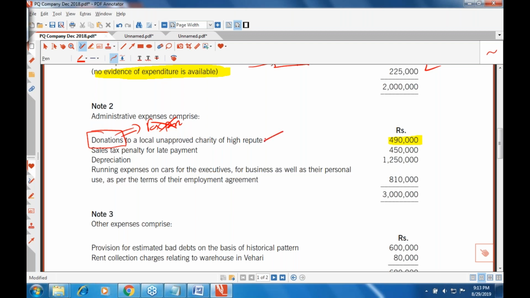But instead, what we do is that we claim a tax credit on those donations. Now, if we claim a tax credit on those donations, then what you have actually done is you have made the payment to an unapproved charity, irrespective of the fact it's of high repute or not, but it's unapproved. So you cannot claim the expense.